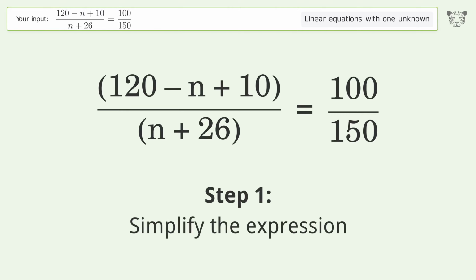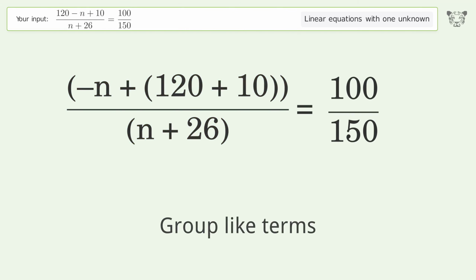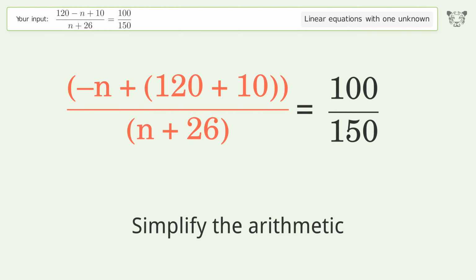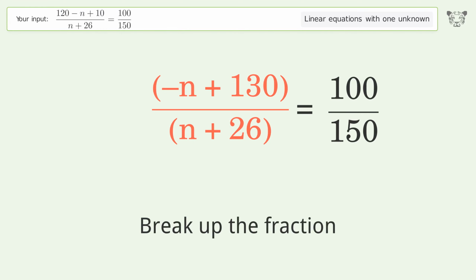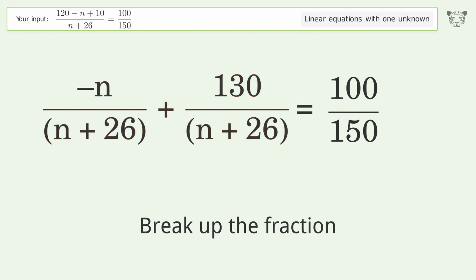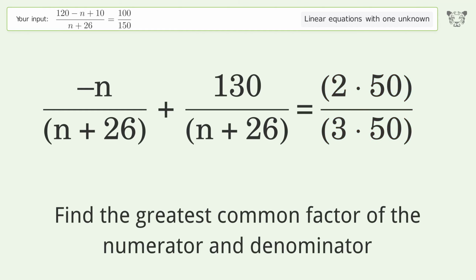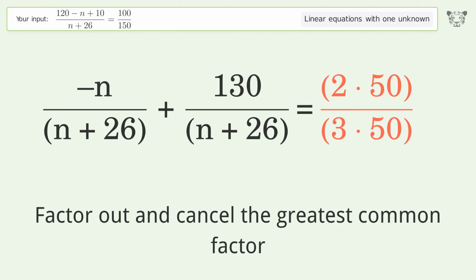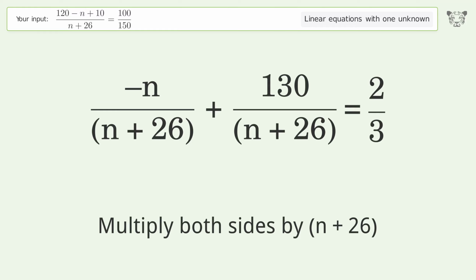Simplify the expression. Group like terms. Simplify the arithmetic. Break up the fraction. Find the greatest common factor of the numerator and denominator. Factor out and cancel the greatest common factor. Isolate the n. Multiply both sides by n+26.